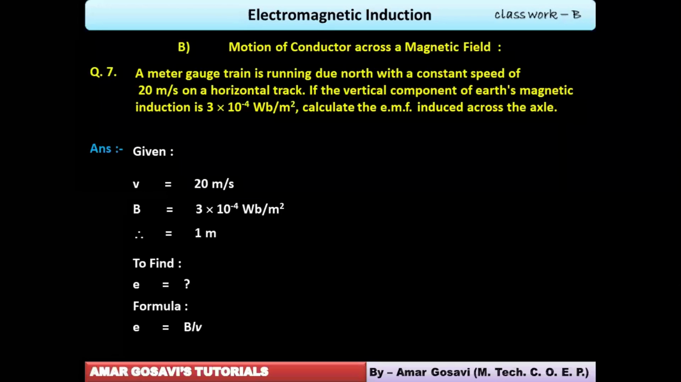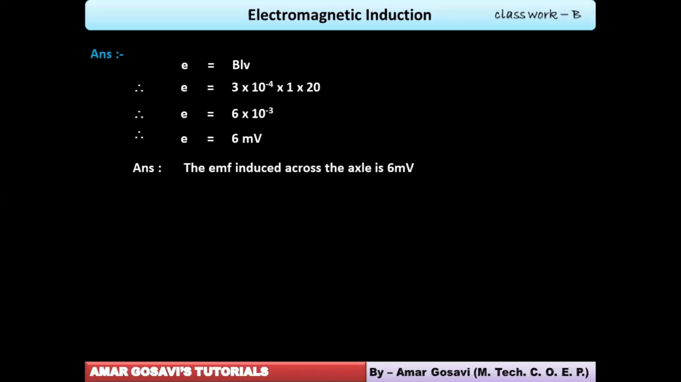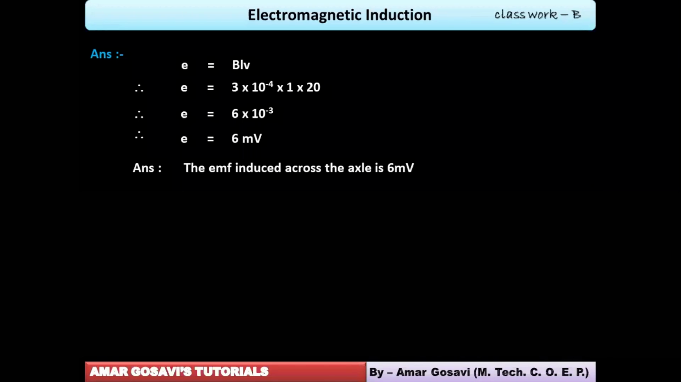Hopefully, you have noted this down. So just put the values for BLV and you get the value for the EMF induced across the axle. The value of that, you can see, comes out to be 6 into 10 raised to minus 3, that is 6 millivolt. So you can say the EMF induced across the axle is 6 millivolt. Please make a note of it.